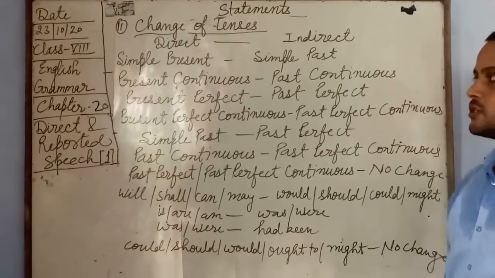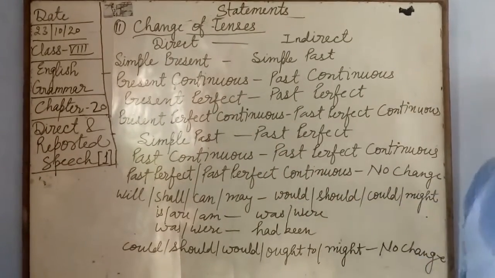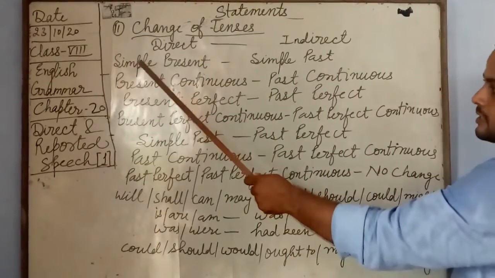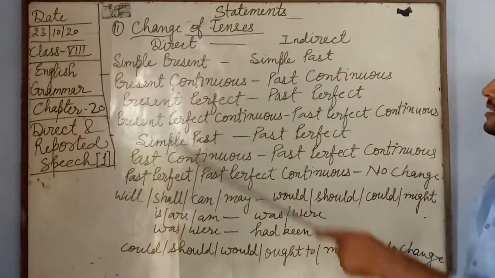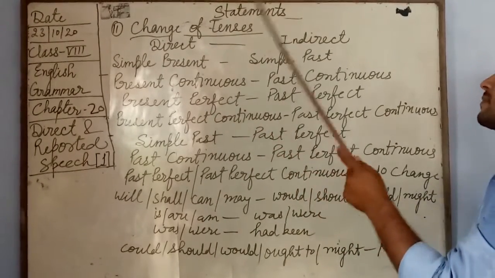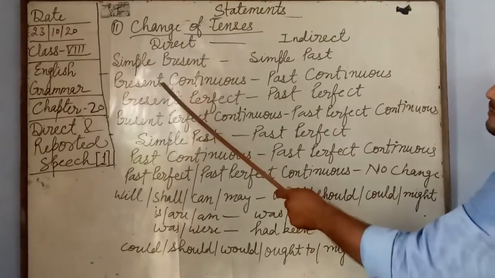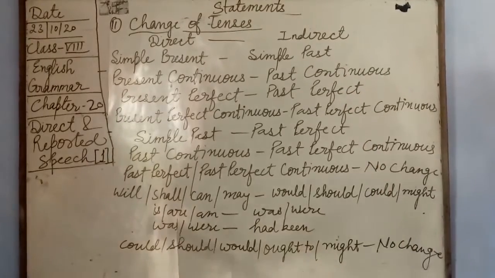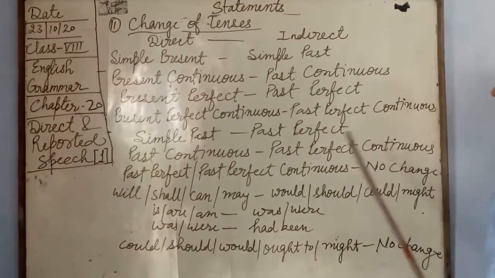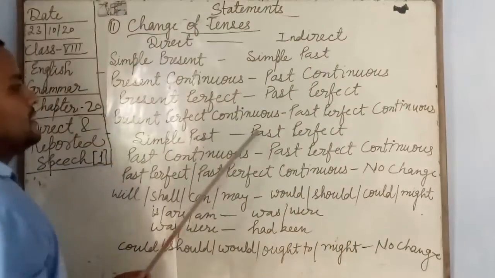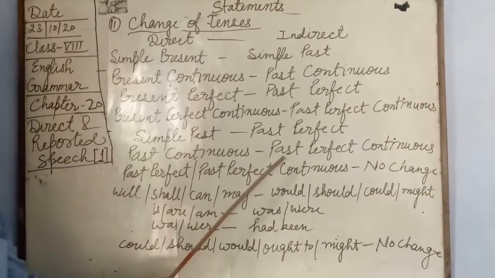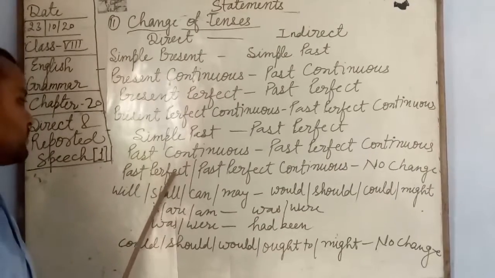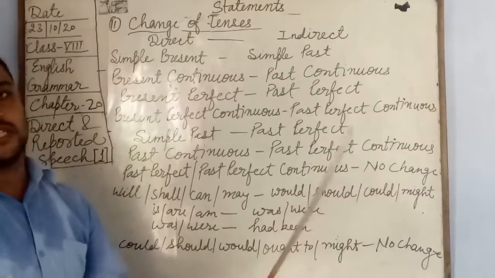Okay students, now see the second rule, change of tenses. Here I have written direct, here I have written indirect. Simple present, if the direct speech is in simple present, then it changes into simple past. Present continuous, past continuous. Present perfect tense, past perfect tense. Present perfect continuous tense, past perfect continuous tense. Simple past tense, past perfect tense. Past continuous tense, past perfect continuous tense. Past perfect and past perfect continuous, no change.